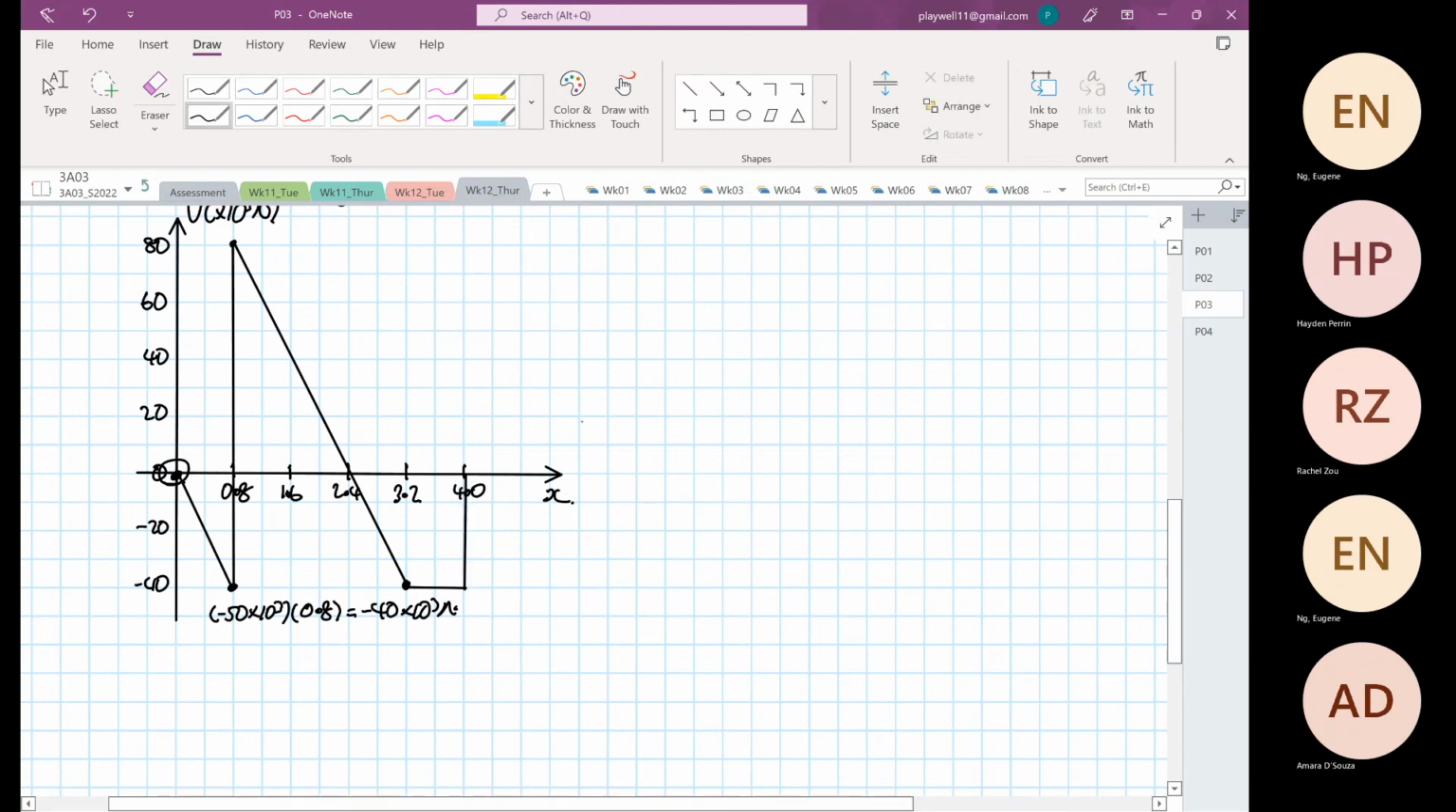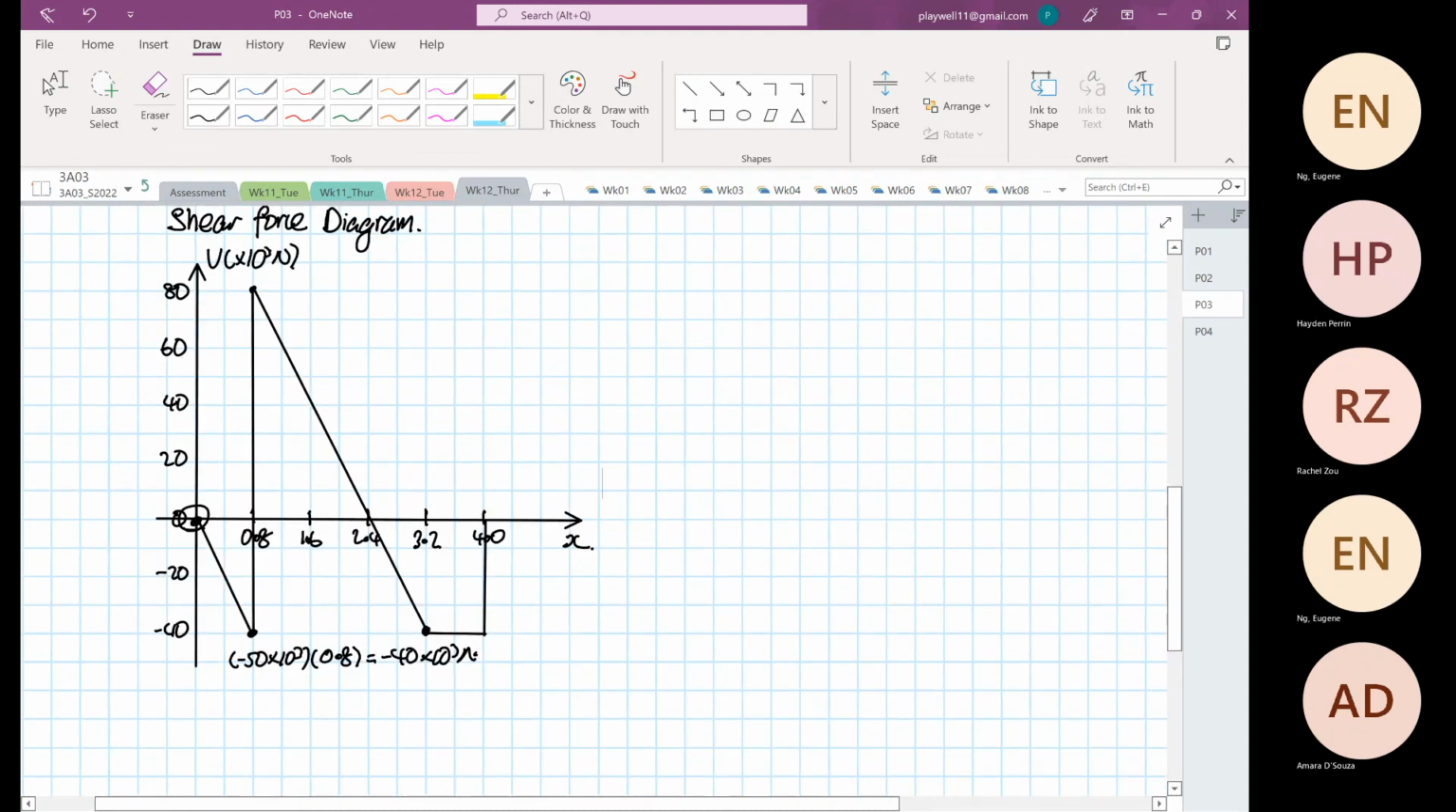Now, one thing I'd like to highlight is that the shear force diagram intersects the 0 line at 2 points. What do I mean by that? At 0.8, it intersects at 0 shear force. At 2.4, it also intersects the 0 shear force. I want you to take note of these points.